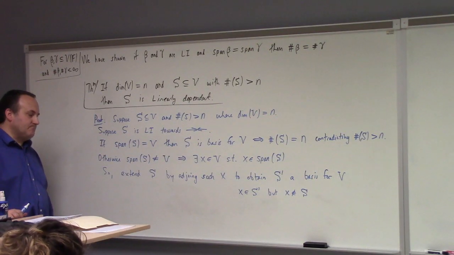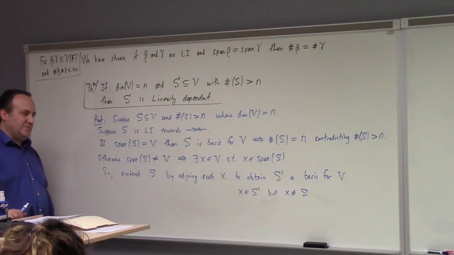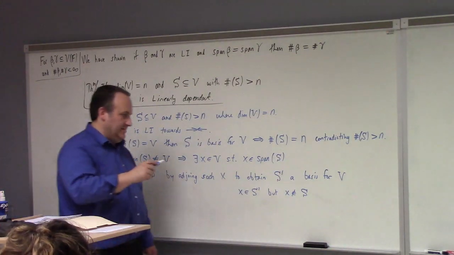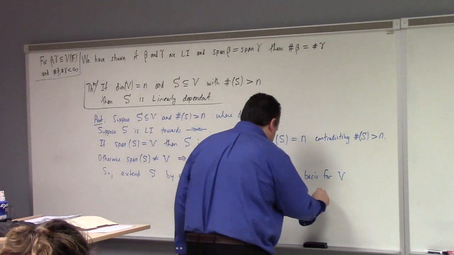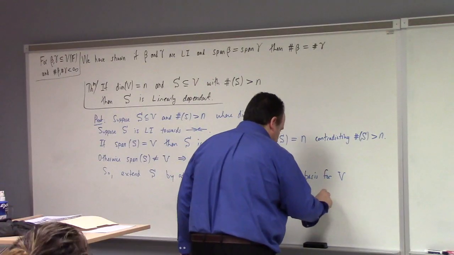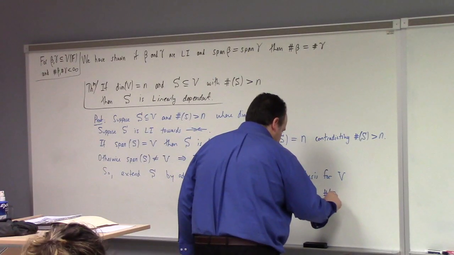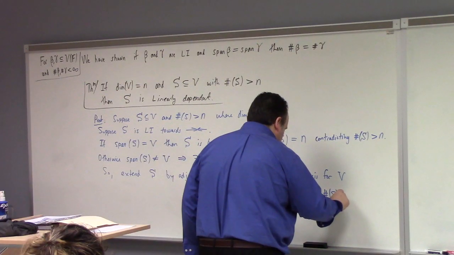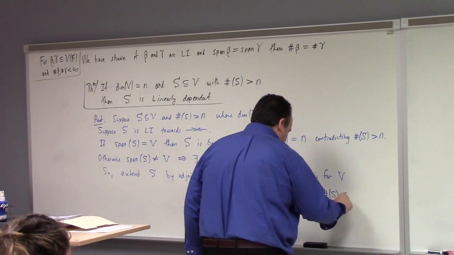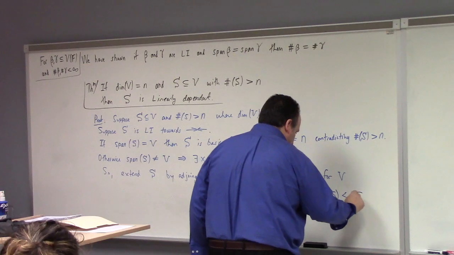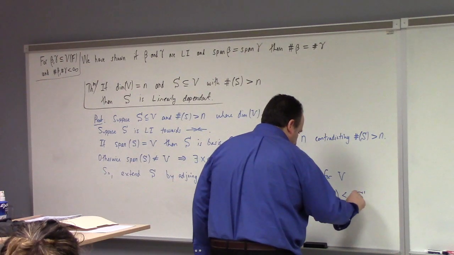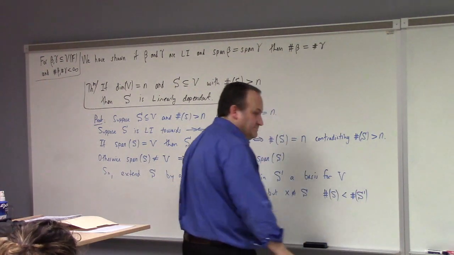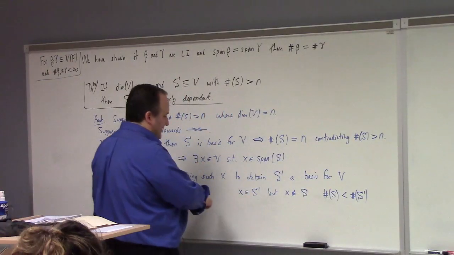And well, what's the problem then? Well, the number of things in S is strictly less than the number of things in S prime, right? But the number of things in S prime is what?